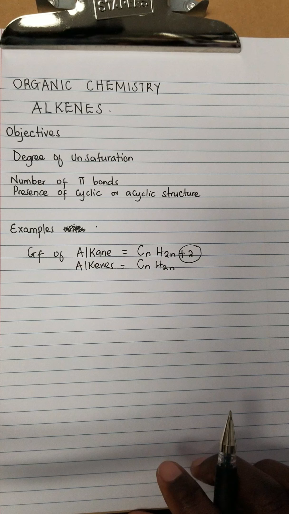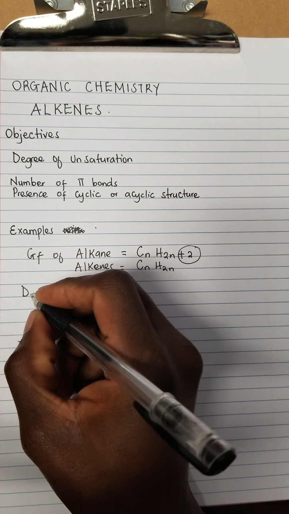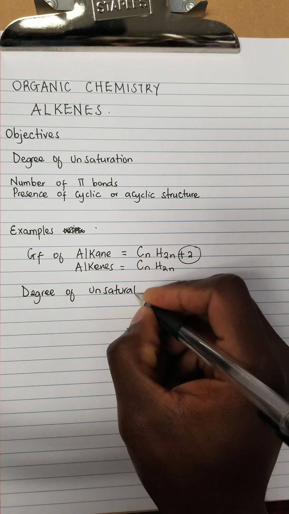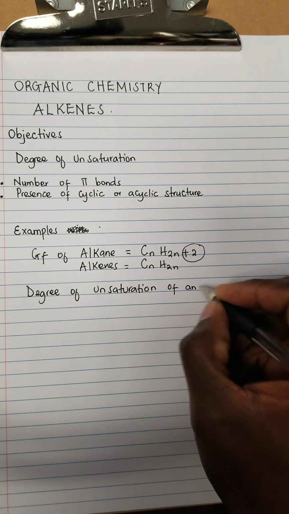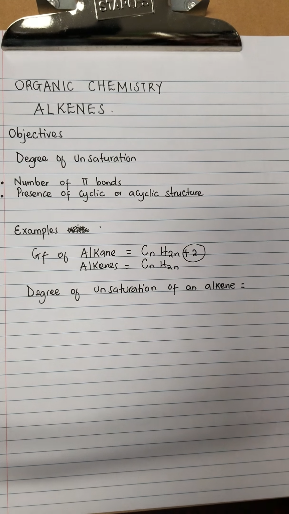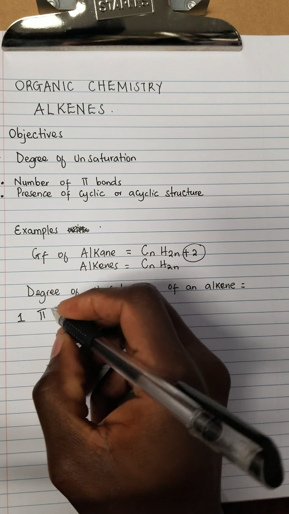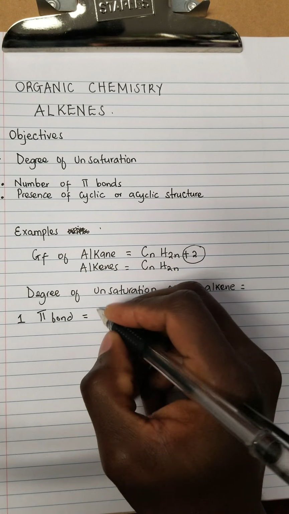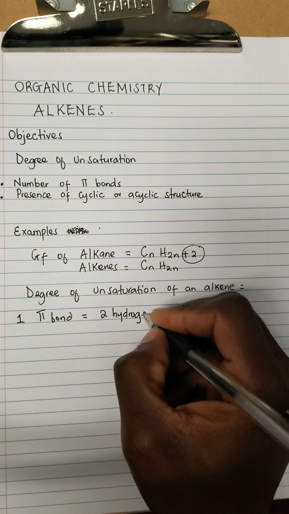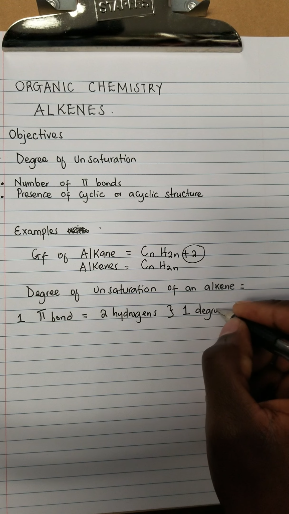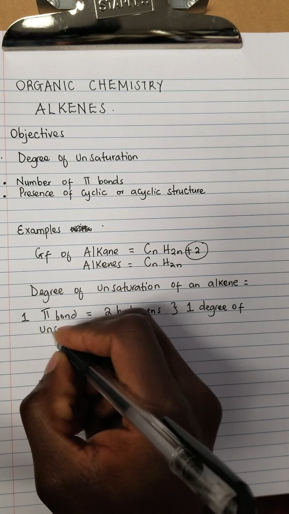So now, to determine the degree of unsaturation of an alkene, what does it mean? It means that an alkane loses 2 hydrogens during the formation of a pi bond. So when we have one pi bond, it is equivalent to a loss of 2 hydrogens. And therefore, we shall say this compound has 1 degree of unsaturation.